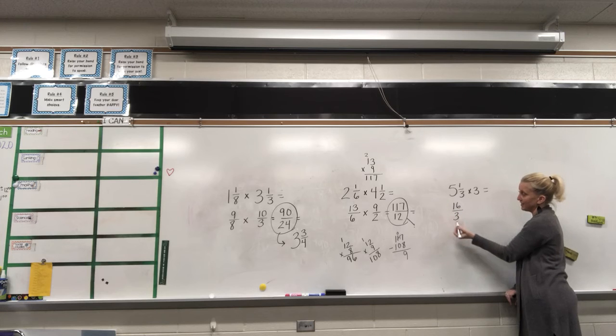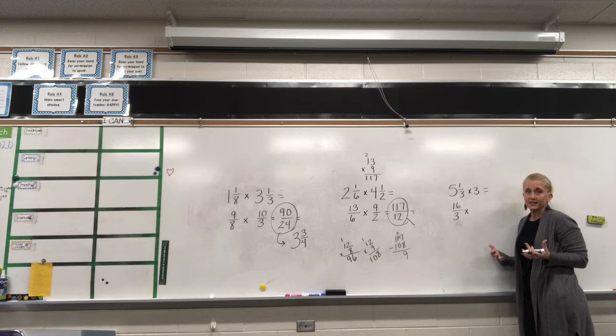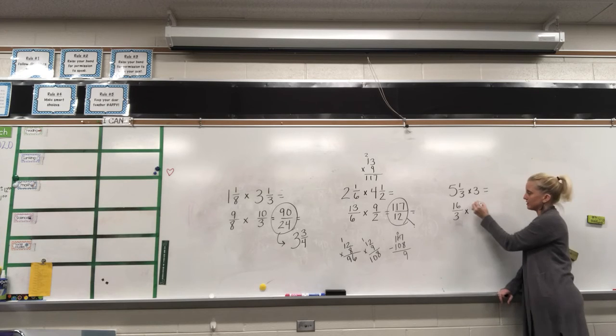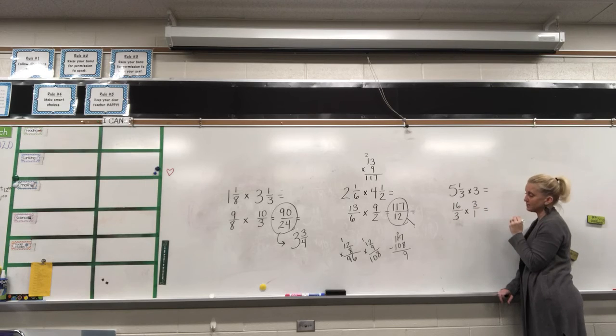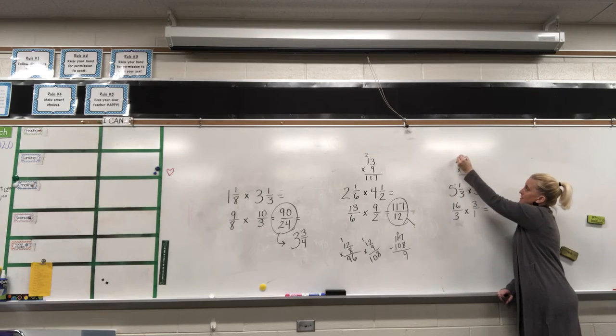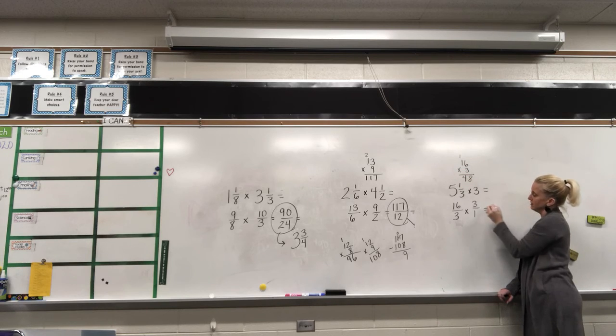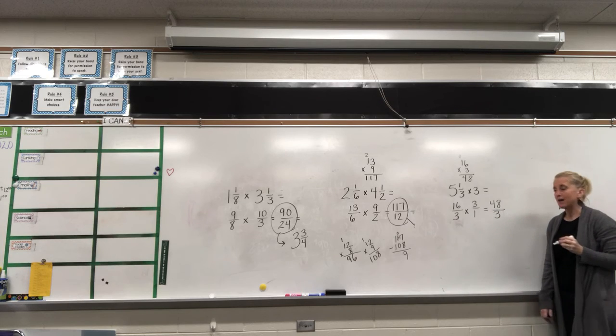16/3. And then my 3 over here, a lot of fifth graders go, what do I do? It's not in a fraction. We're going to make it a fraction. 3/1. And then I'm going to do 16 times 3. Again, I don't know that, so I'm going to work it out. 16 times 3, 3 times 6 is 18. 3 times 1 is 3, plus 1 more, so 48/3. So then I have to figure out how many times does 3 fit into 48?